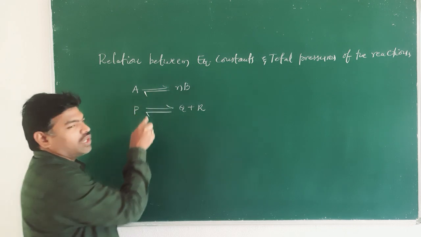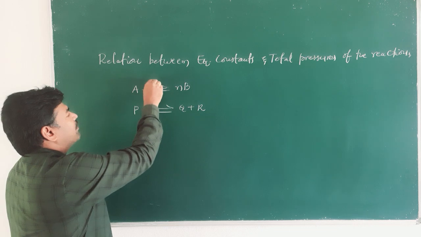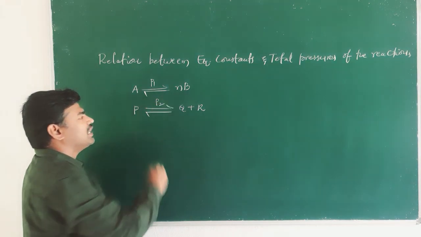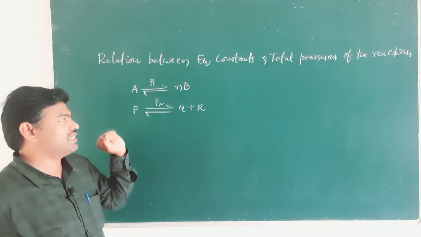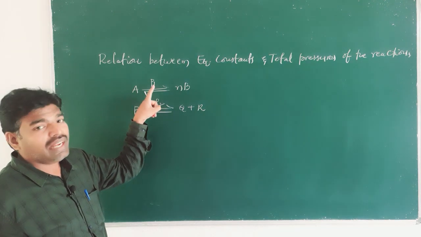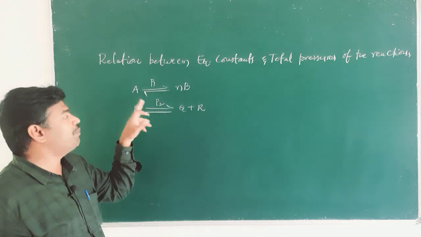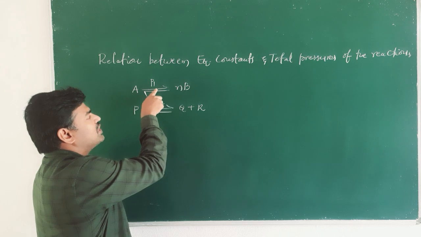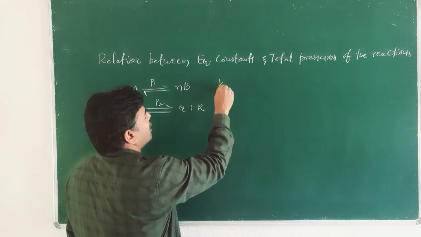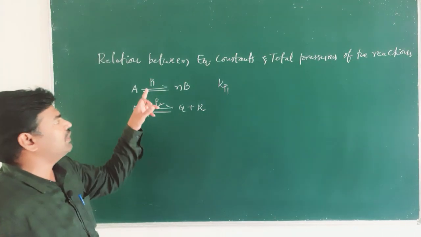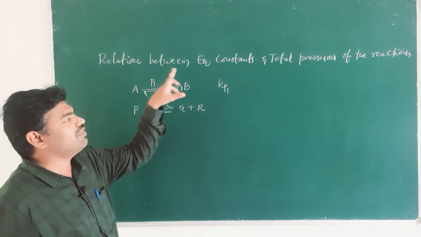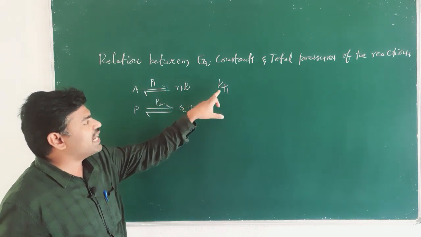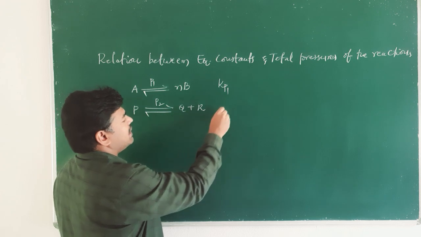Let P1 be the total pressure at which this reaction takes place, and P2 be the total pressure at which this equilibrium is established, and KP1 is the equilibrium constant at total pressure P1. If we mention the total pressure, then the equilibrium constant should be expressed in partial pressures. So the equilibrium constant for this reaction is KP1, and the equilibrium constant for this reaction is KP2.